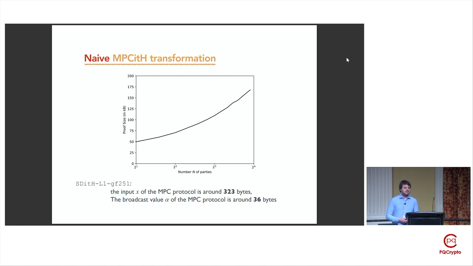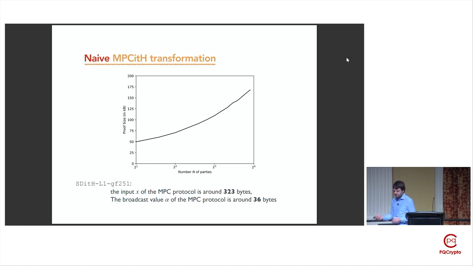On the x-axis, we vary the number of parties involved in the MPC computation, and on the y-axis, we have the signature size, the proof size. We see that with two parties, we are already at a signature size of 50 kilobytes, and it's worse if we take a larger number of parties. So for the moment, this is what I call the naive transformation. If we make a textbook transformation and apply it, it doesn't give interesting performances.